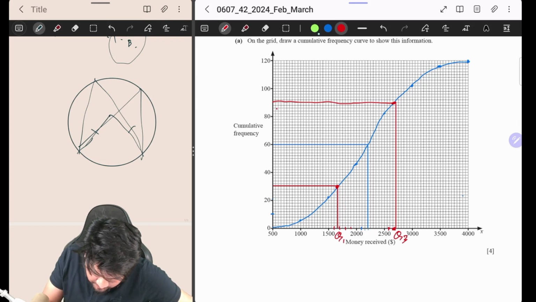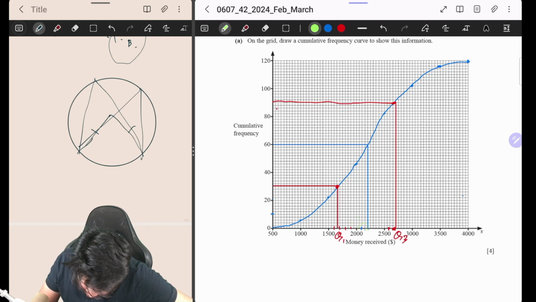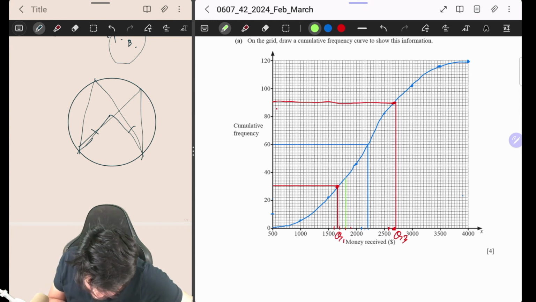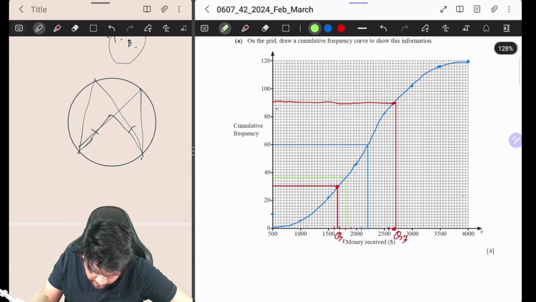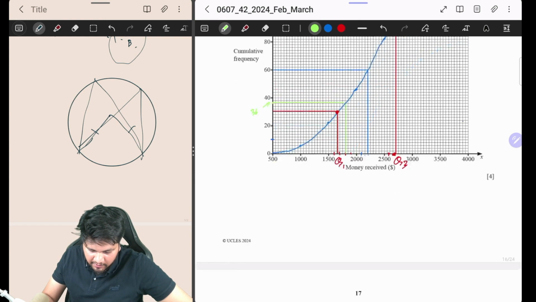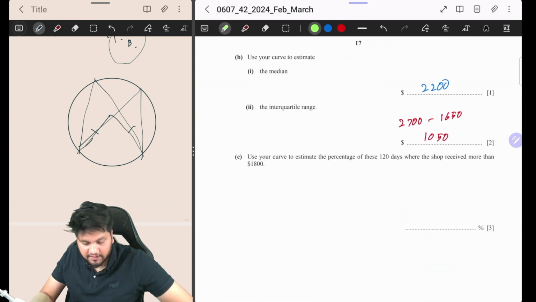One second, I'll just use a different color. This is the point, hope you can see it. And then this would be the number of days. As you can see here, the margin is of 2, so this is 36 days. This is around 36, then 38, then 40. That's why 36 days they received less than 1800.